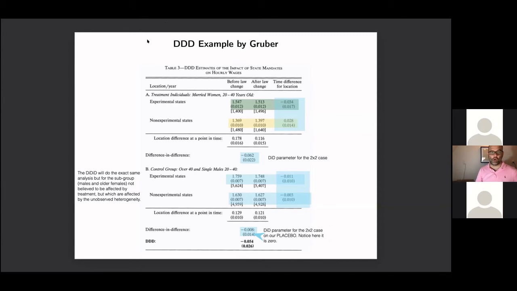Then all that we do for the triple difference is simply difference negative 0.062 minus negative 0.008, which is negative 0.054. Okay. Now this is using sample averages.